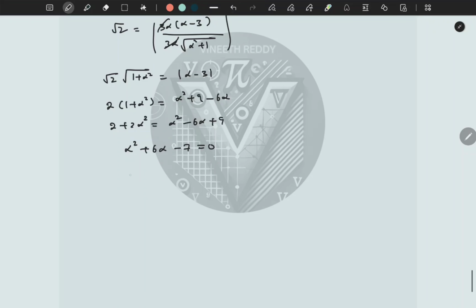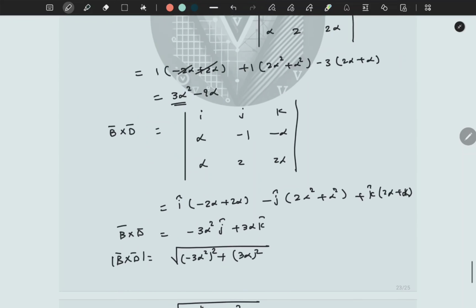So he's asking us to find the value of sigma alpha i. So let us say alpha 1 and alpha 2 are the roots of this equation. He's asking us to find the sum of the roots. That should be minus 6, I think.